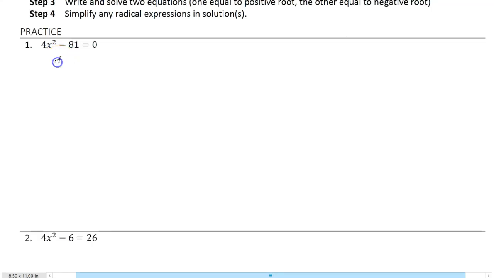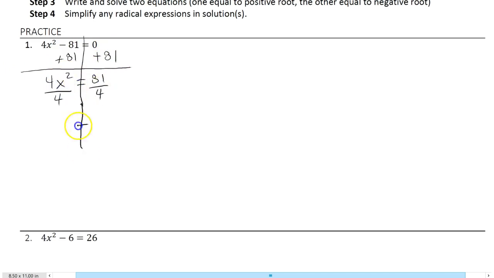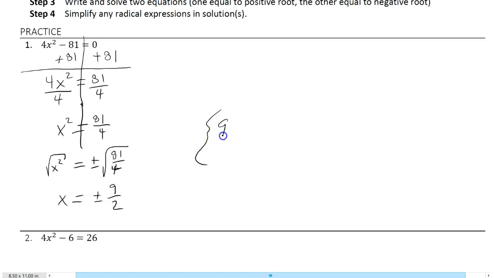In the first example, the first step is to isolate x squared. Start by adding 81 to both sides. Now divide both sides by 4. X squared is now alone. X squared equals 81 divided by 4. Take the square root of both sides. Make sure to write a plus or minus on the right side since every perfect square has two roots, a positive and a negative. The square root of 81 is 9, the square root of 4 is 2, so the two answers are positive 9/2 and negative 9/2.